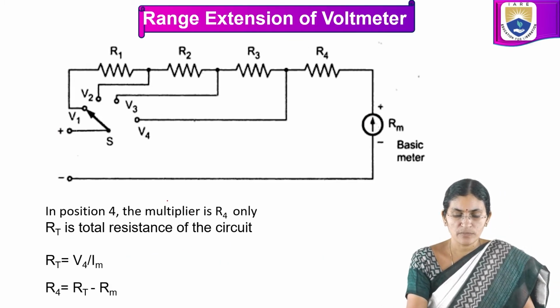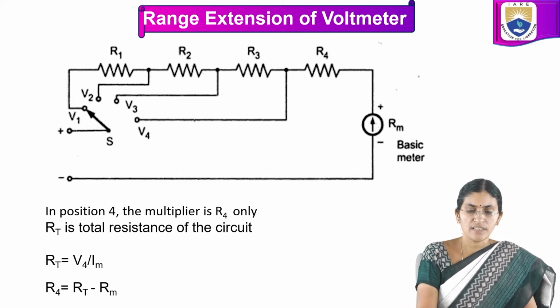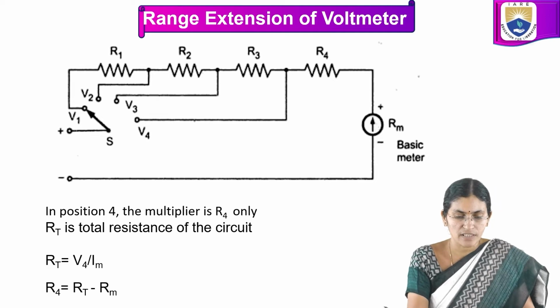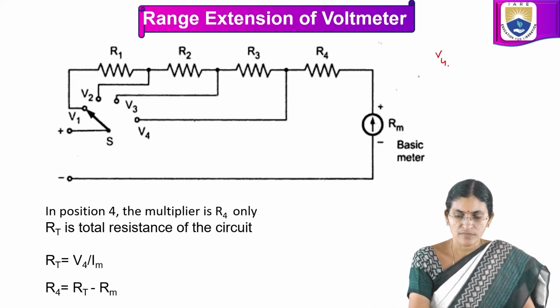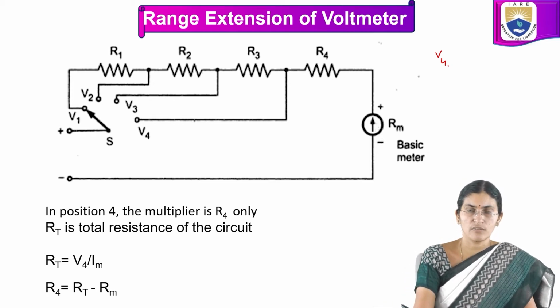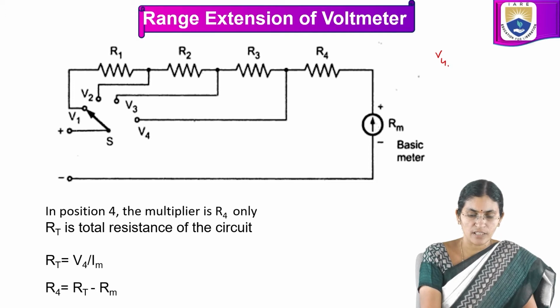The drawbacks of the previous circuit are avoided with this arrangement. Here you can see that the same resistors can be used for extending the range to different values, V1, V2, V3 and V4. With this circuit arrangement, the cost of the resistance is decreased and the size of the equipment is also reduced. Now let us see the equations. With the help of this selector switch, we can select any value of resistance to be connected in series with this meter.